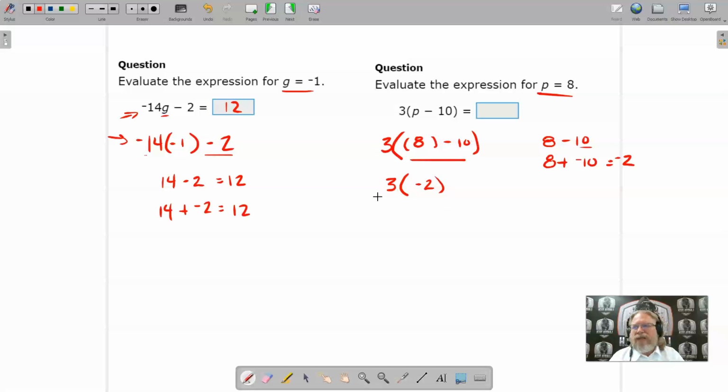Now I have multiplication of a positive times a negative, so I know positive times negative equals a negative, and 3 times 2 is 6. The solution here is -6.